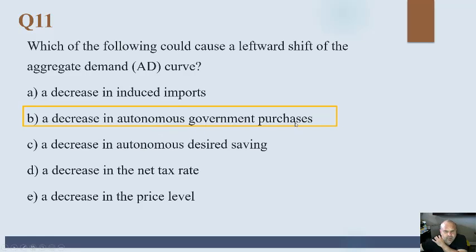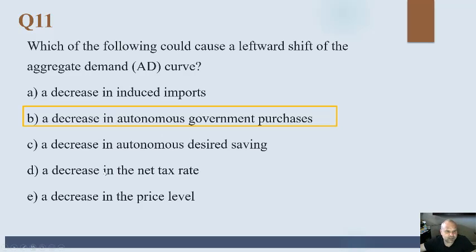If you remember, that would shift the aggregate expenditures curve down, which would cause the aggregate demand curve to shift. Okay, in this case, we're not talking about changes in prices like we just did. We're talking about changes in an autonomous item like government purchases. If we had a decrease in investment spending, that would do the same thing, okay?